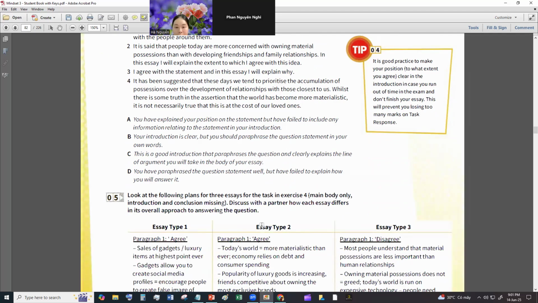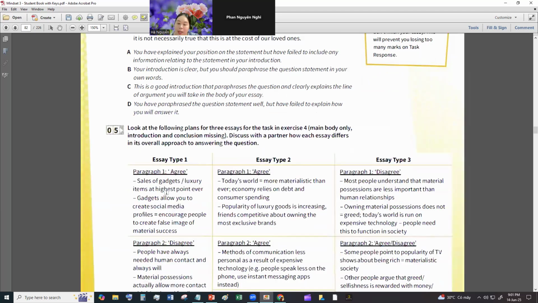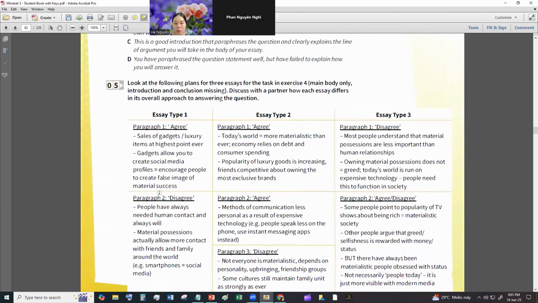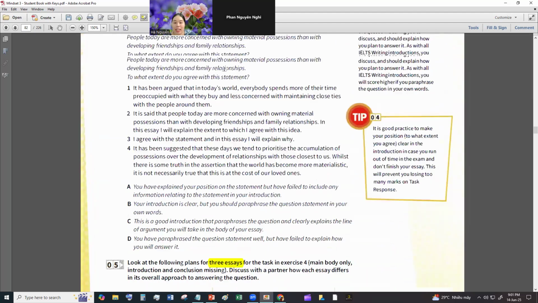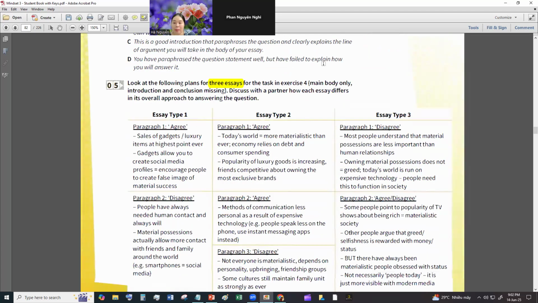Okay, so now we have known how to write a good introduction for the opinion essay. Remember, there are 2 parts like that. And you must express your opinion clearly. So now let's look at the body paragraphs. Let's look at the following plans for 3 essays for the task in exercise 4. This one. Okay. The main body only, introduction and conclusion missing.